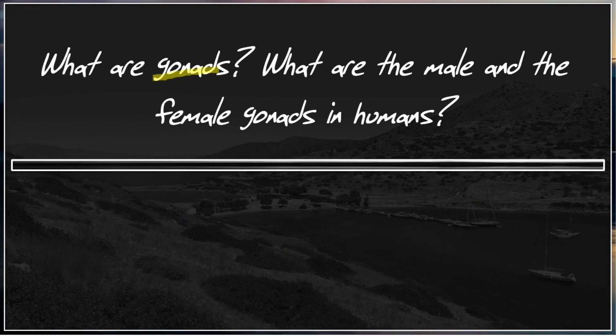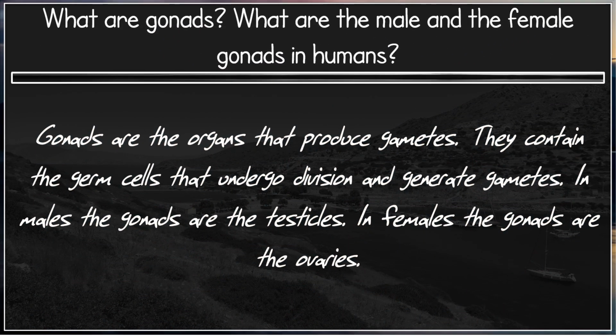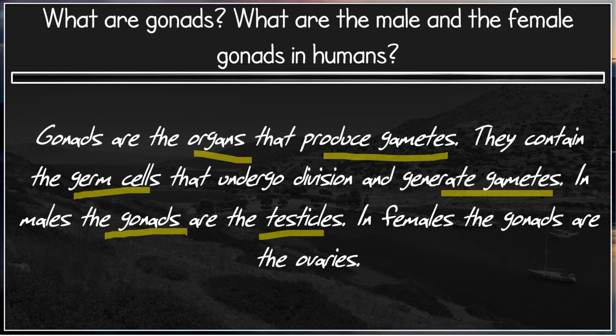What are gonads? What are the male and the female gonads in humans? Gonads are organs that produce gametes. They contain the germ cells that undergo division and generate gametes. The male gonads are the testes. The female gonads are the ovaries.